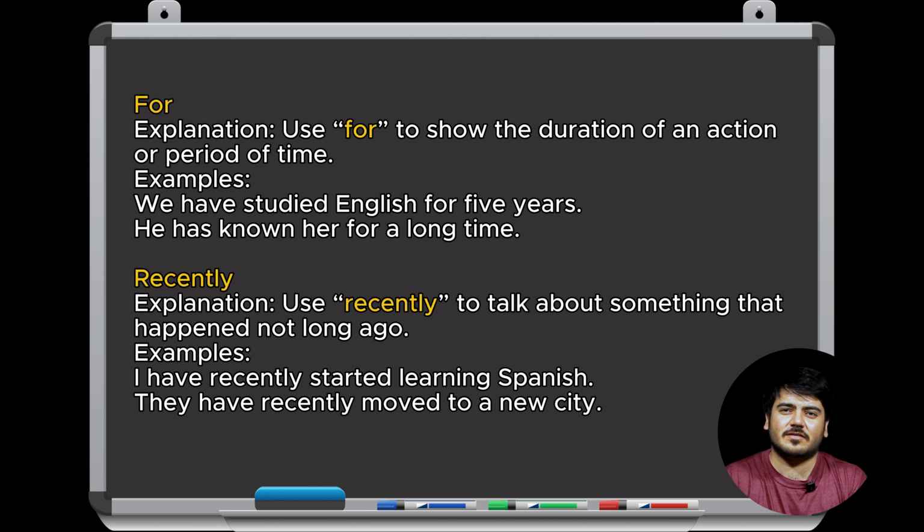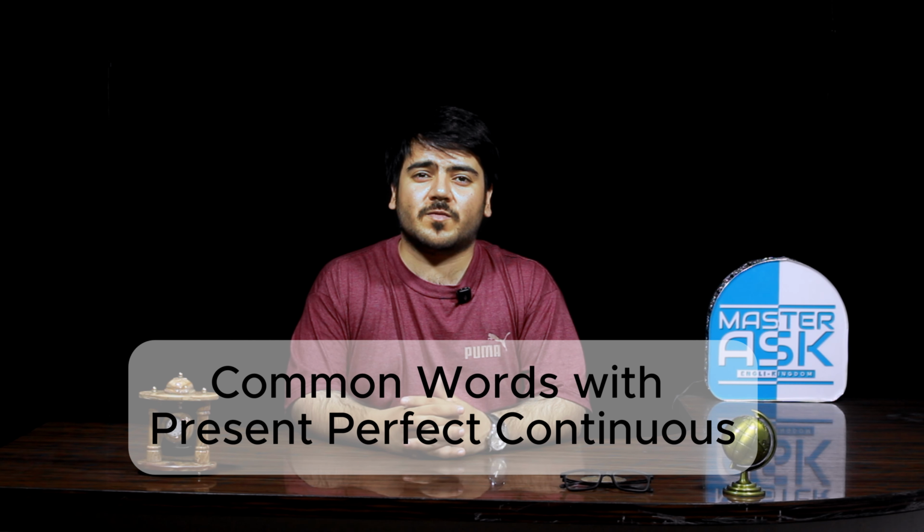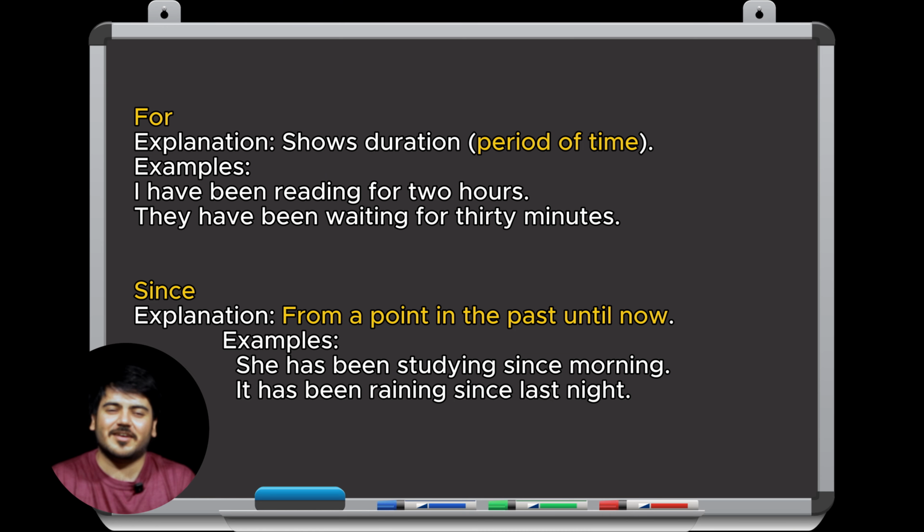Number 8, recently. We use recently to talk about something that happened not long ago. Examples: I have recently started learning Spanish. They have recently moved to a new city. Common words with present perfect continuous. Number 1, for. Shows duration, period of time. Examples: I have been reading for 2 hours. They have been reading for 30 minutes.